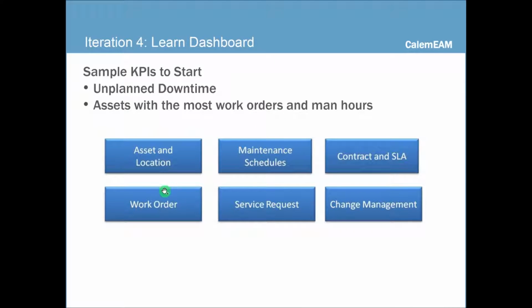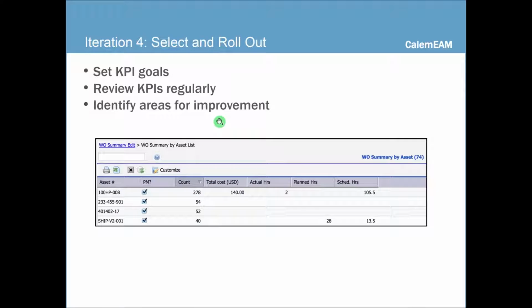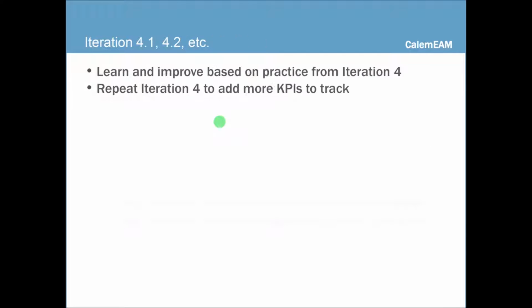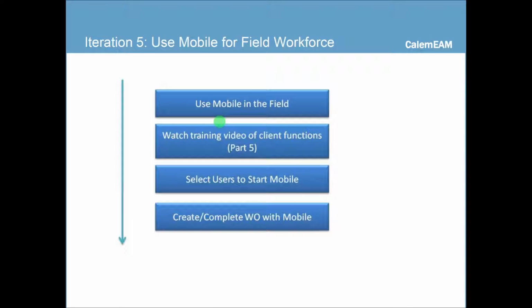There are KPIs covering different areas of maintenance operation, so you want to start with a couple, and you can set KPI goals and review them regularly. Use them to identify areas for improvement. As you move along and you gain confidence with your KPIs and your operations, you can repeat this iteration by adding more KPIs to track.